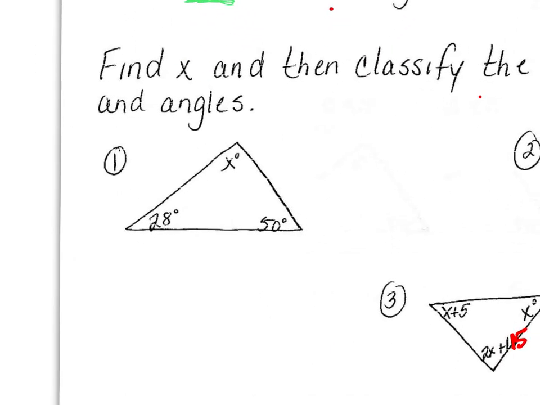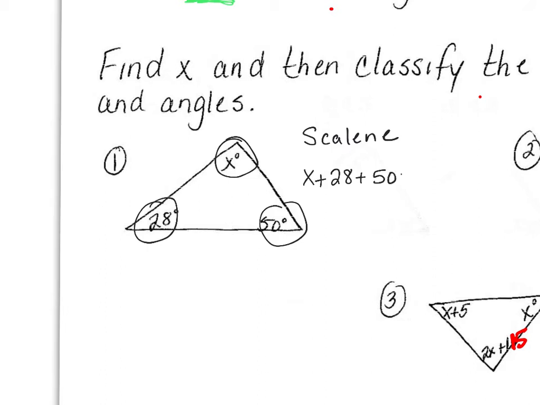Number one, you can kind of tell what it is. So since there are no hash marks, this is scalene. And we can't just say, oh, I think it's acute. Can't do that. We have to know that these three together add up to what? So I'm going to write x plus 28 plus 50 equals 180 degrees. I'm going to solve it by adding these two together, the 50 and 28.